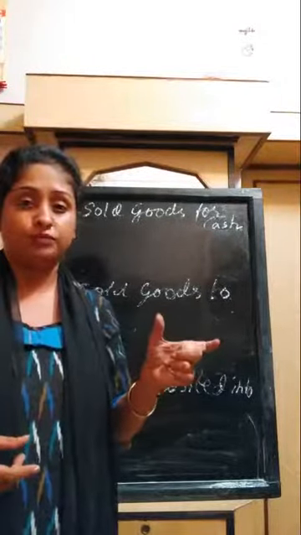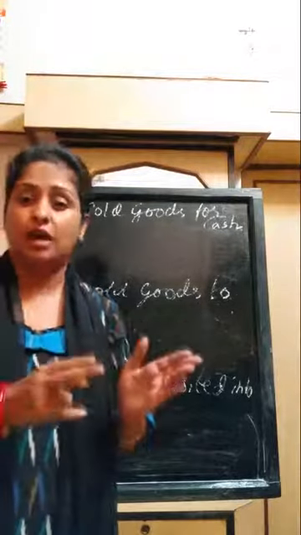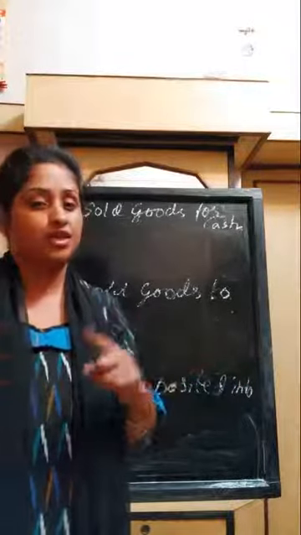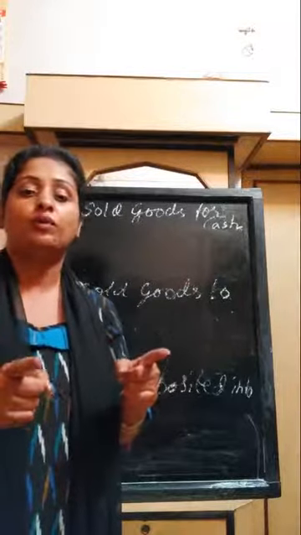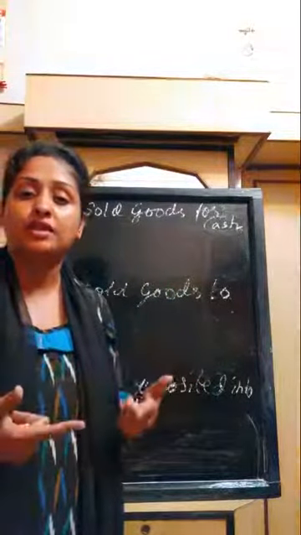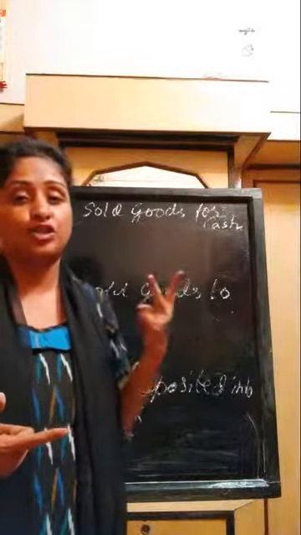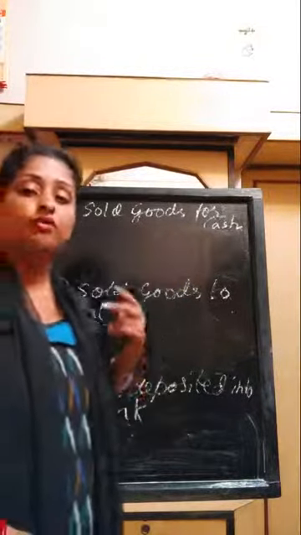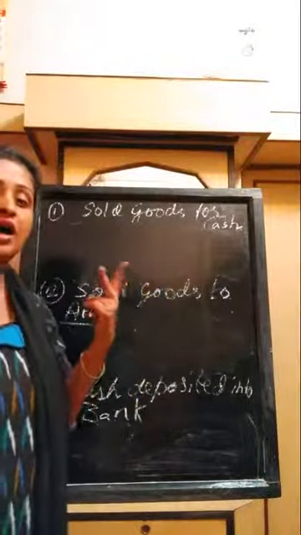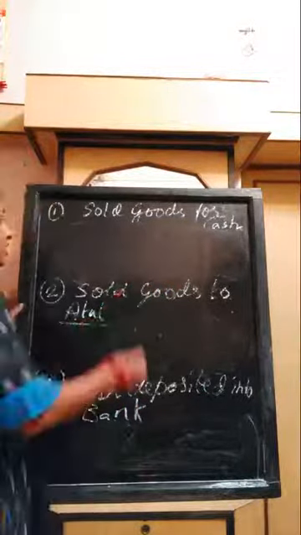But in my earlier class I told you that we will not use the term goods account. For purchase of goods we will use purchase account, and for sales of goods we will use sales account. So this is sales of goods. The account involved in this transaction is sales, and the second account involved is cash. So sales and cash are the two accounts involved in this transaction.